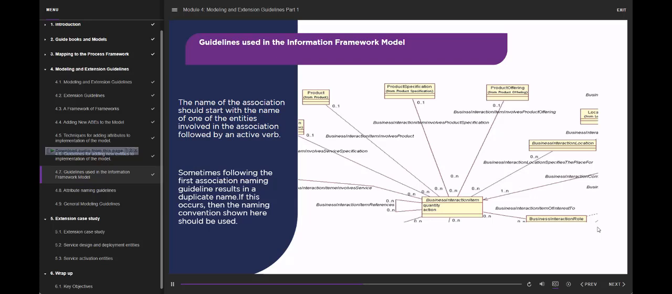Sometimes following the first association naming guideline results in a duplicate name. If this occurs, then the naming convention shown here should be used. This convention adds the name of the other entity involved in the association following the active verb.